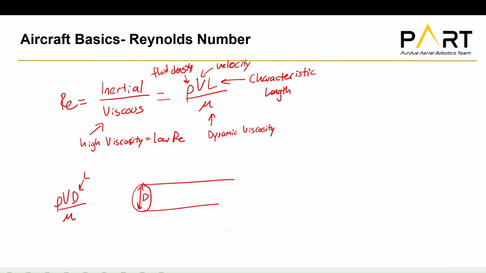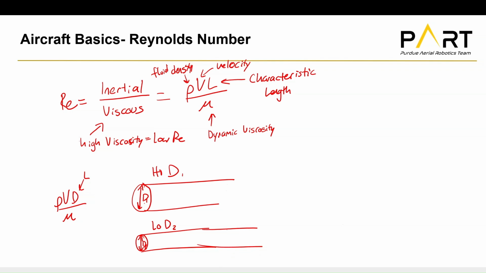You have a high diameter pipe and you have a low diameter pipe. So this is a high D and this is a low D. This is a smaller, thinner pipe. Let's call this D1 and D2. High D1, low D2. All right.